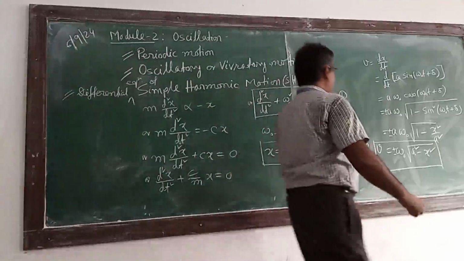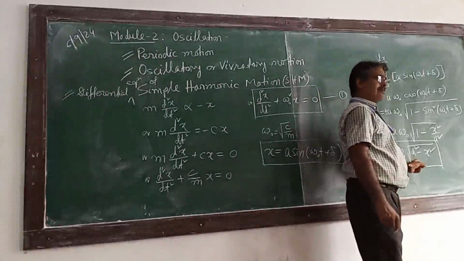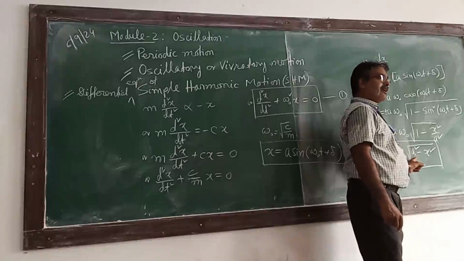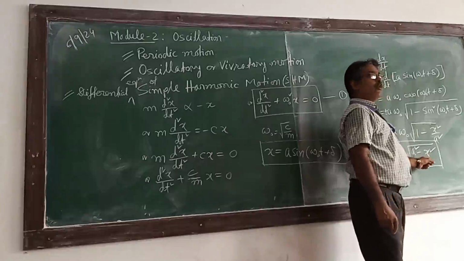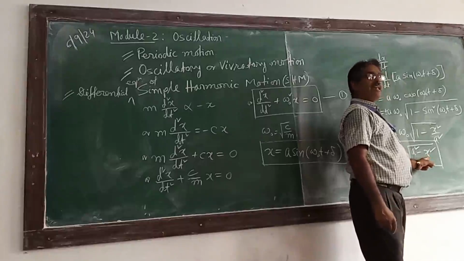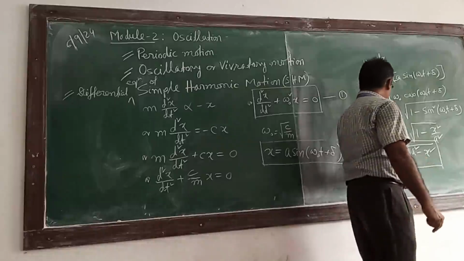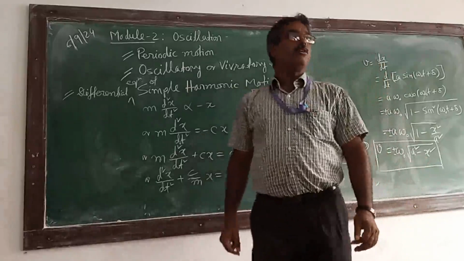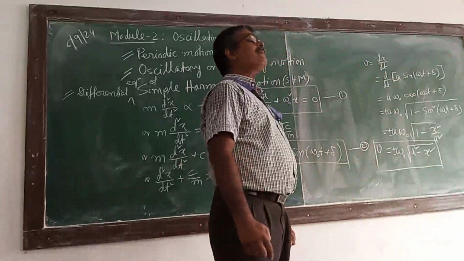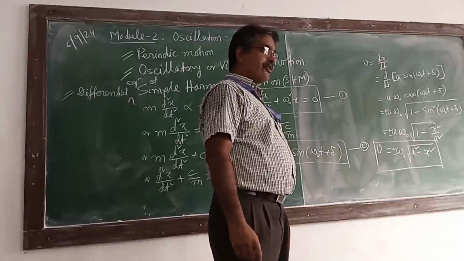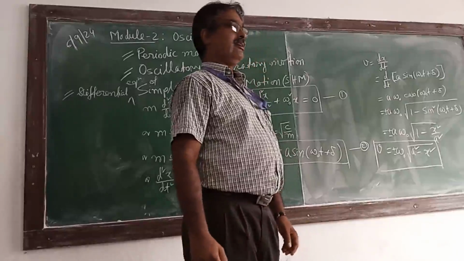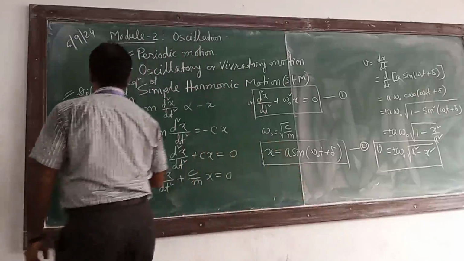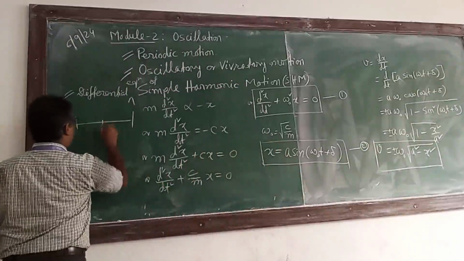And you can see that A is the maximum amplitude, the maximum displacement. So when x equals 0, then v equals a omega naught. That is the maximum velocity. X equals 0 means at the mean position. At the mean position, the velocity is maximum.